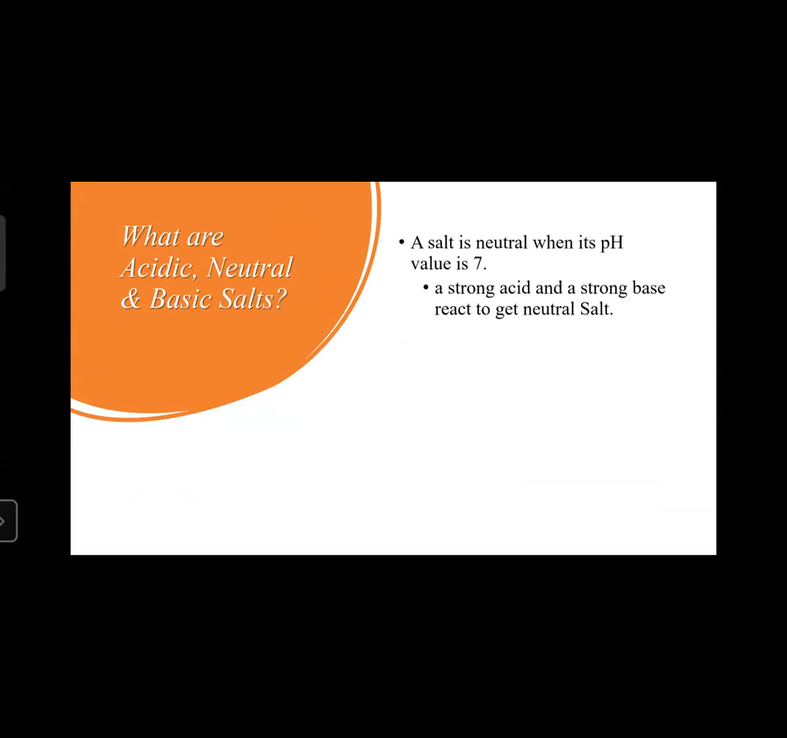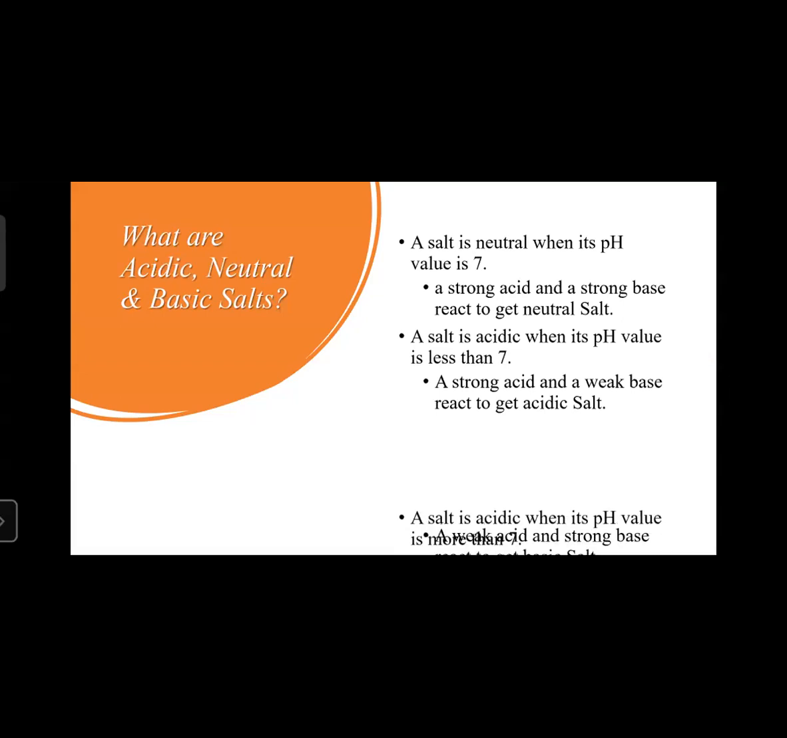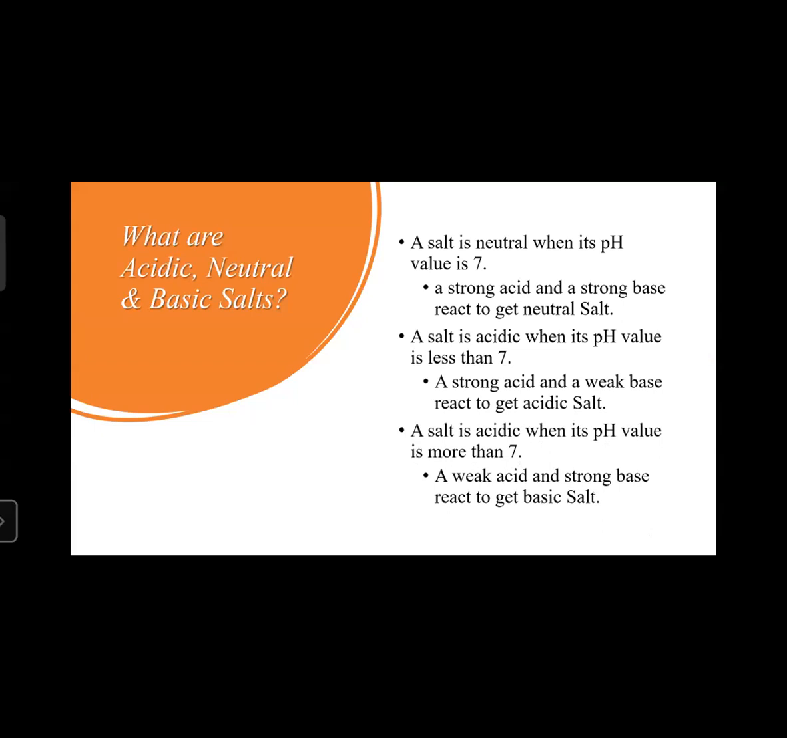Then we have seen what we mean by acidic, neutral and basic salt. The salt is neutral when pH is 7. It is formed from strong acid and strong base. Then we have seen the acidic salt: pH value is less than 7. It is formed from strong acid and weak base. And the last one is basic salt. The pH of that salt is more than 7. It is formed from weak acid and strong base.